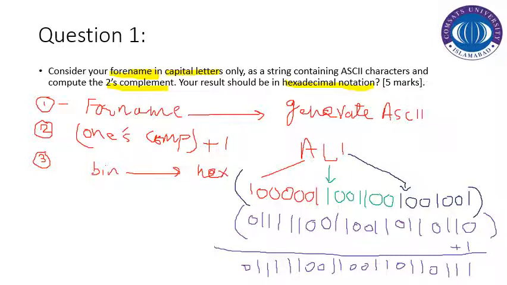For the final step, we have to make groups of 4 bits and then simply convert them into hexadecimal notation, because each hexadecimal digit consists of 4 binary bits. So this is the first group.